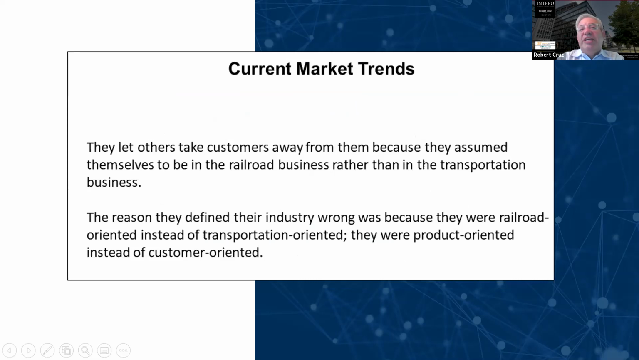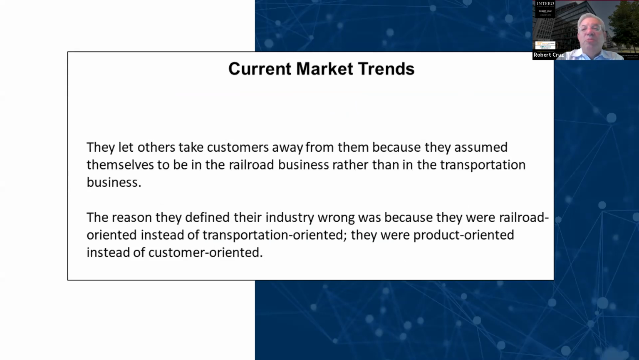Instead, the railroads let others take customers away from them because they assumed themselves to be in the railroad business rather than the transportation business. The reason they defined their industry the wrong way is because they were railroad oriented instead of transportation oriented. They were product oriented instead of customer oriented.